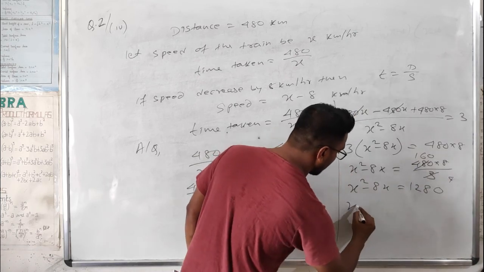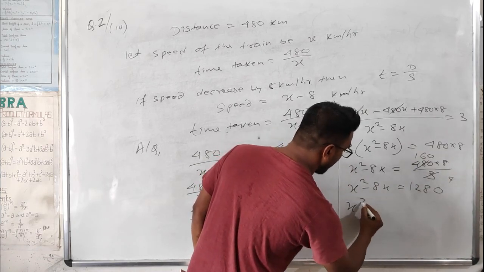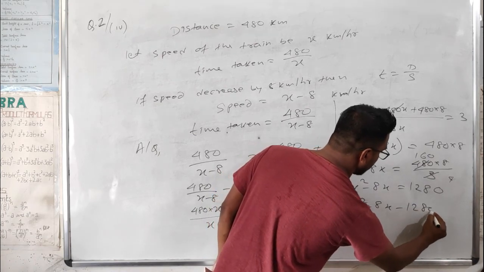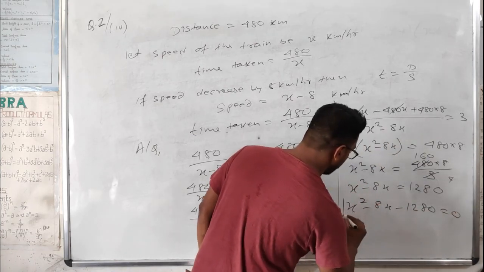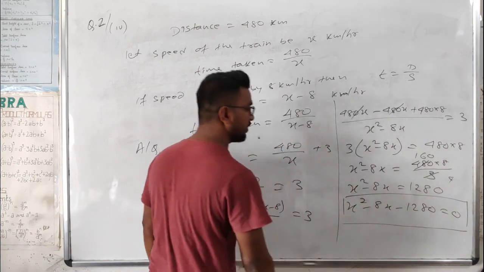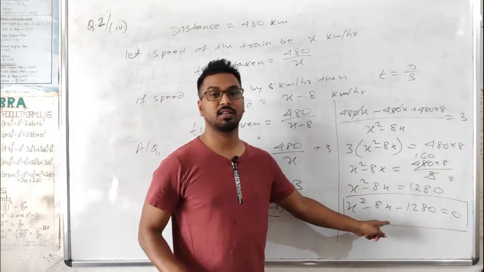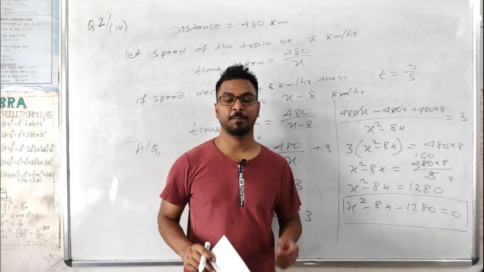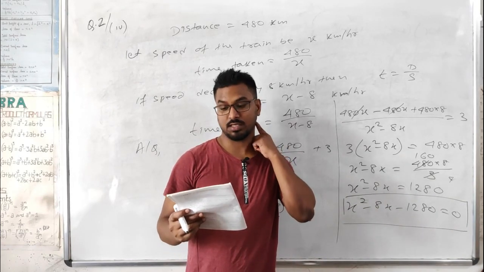So bring it to the other side. x square minus 8x minus 1280 equals 0. This is the quadratic equation. So you can solve it by using directly the quadratic formula or by the factorization method. Okay, so that's all from exercise 4.1.